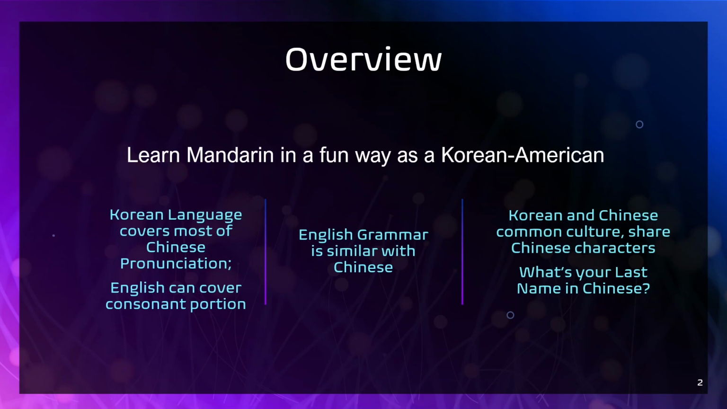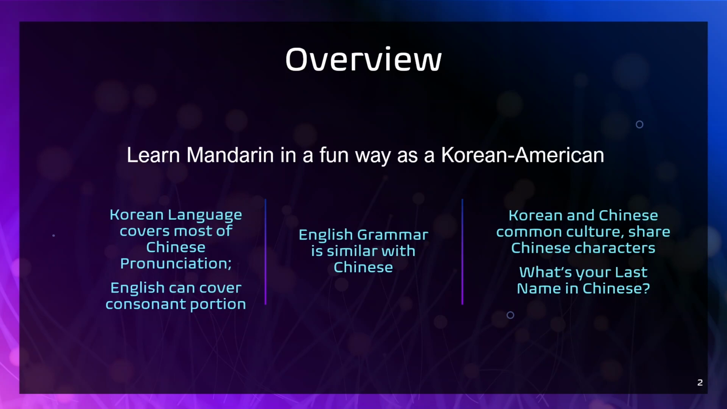The second point is that English grammar is similar with Chinese. If you ever need to think of a sentence structure, just try to directly translate it from how you would say it in English, because that would be the correct grammar structure. The third point is that Korean and Chinese share a common culture, which means that the 2 languages share Chinese characters. What's your last name in Chinese? Stick around to figure that out.